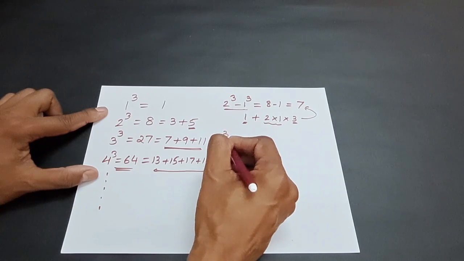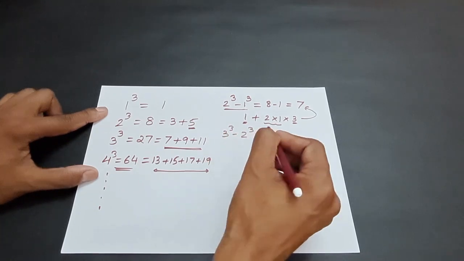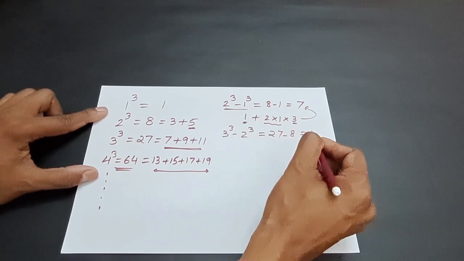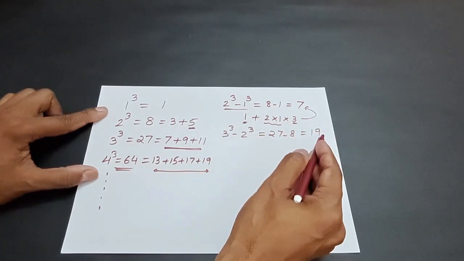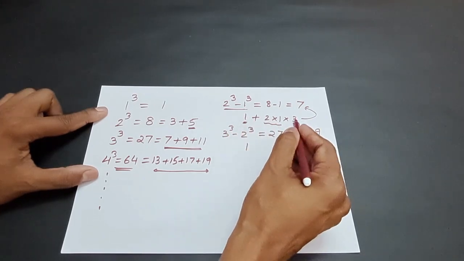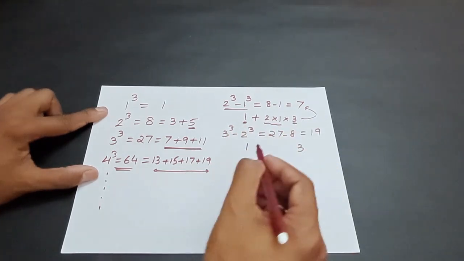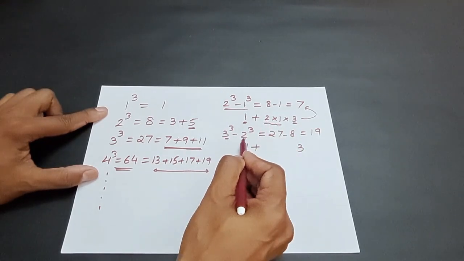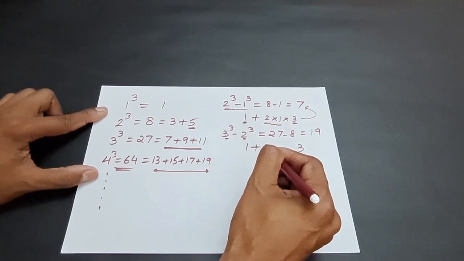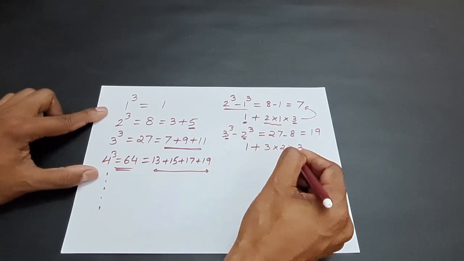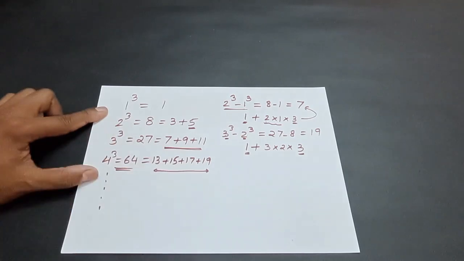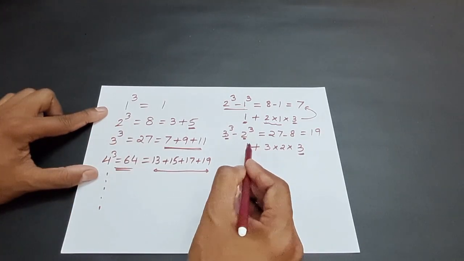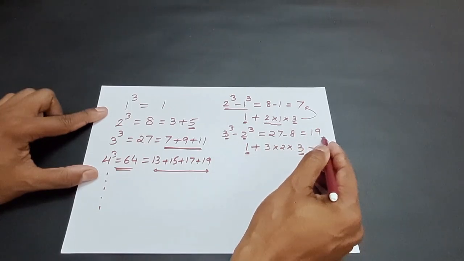Likewise, if you do 3 cube minus 2 cube, that is 27 minus 8, and that is 19. How do you obtain 19? I told you 1 and this 3 have to be fixed and then add. What are these two numbers? These are the numbers which are bases, like 3 and 2. So you will write 3 and 2 and multiply it by this fixed number 3. So if you do 3 times 2, it is 6. 6 times 3, it is 18, and plus 1 gives you 19 as the result.